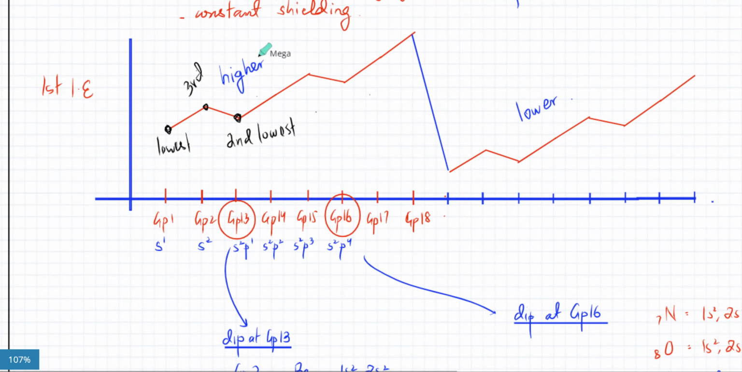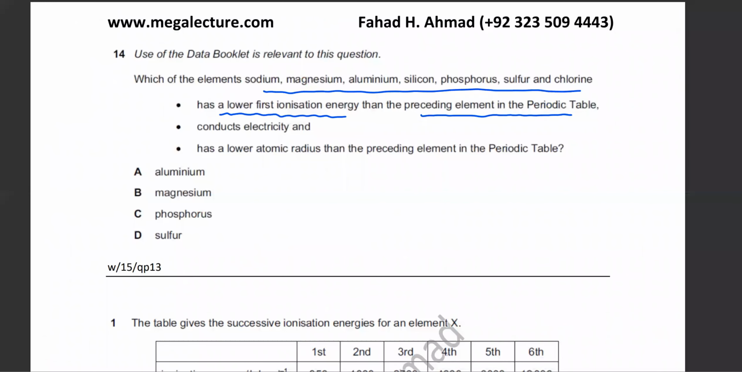You can see over here that this one is lower compared to the previous element, and group 16 is also lower compared to the previous one. So he's talking about either group 13 or group 16. 13 I think is aluminium and 16 is sulfur. So it's either one of them. And then he says it conducts electricity. So which one is the correct one? Aluminium. So that leaves us with aluminium.